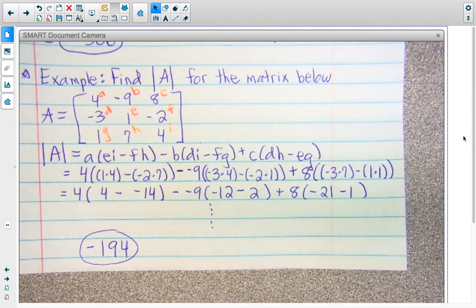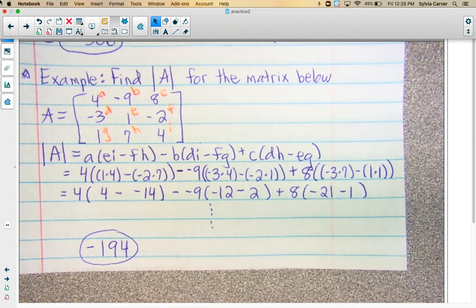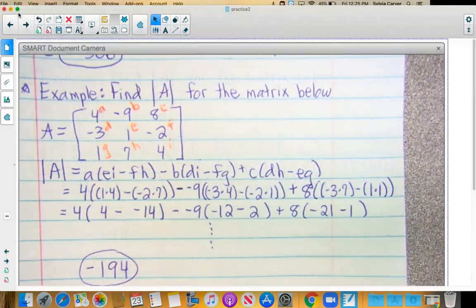So quick recap. You only can find the determinant if it's a 2x2, a 3x3, a 4x4, a 5x5. It has to be a square matrix. Follow your formulas. Make sure you keep your steps nice and neat and straight so you're not losing a number, and you should be good to go.